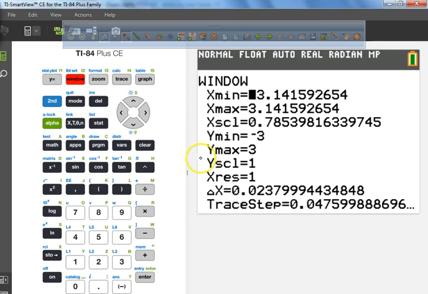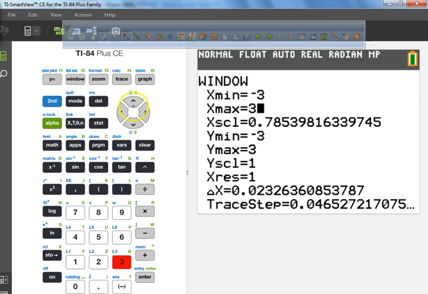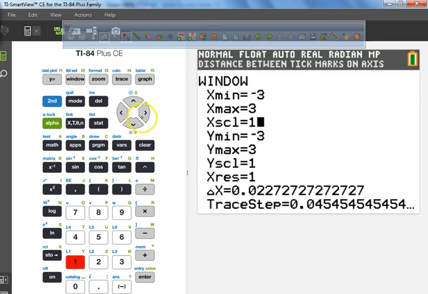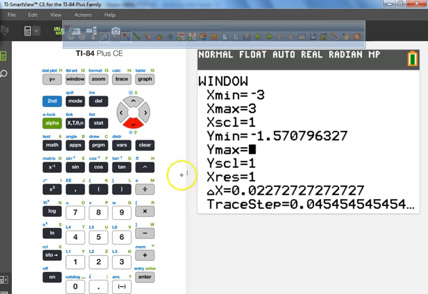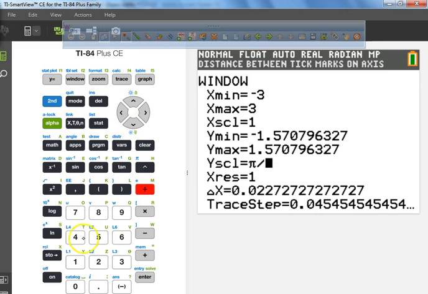I'm going to go to window. I'm going to change my window from -3 to +3. My x scale is going to be 1. My y minimum is going to be negative pi divided by 2. My y maximum is going to be positive pi divided by 2, and my y scale is going to be pi over 4. So I'm changing all of my window settings.